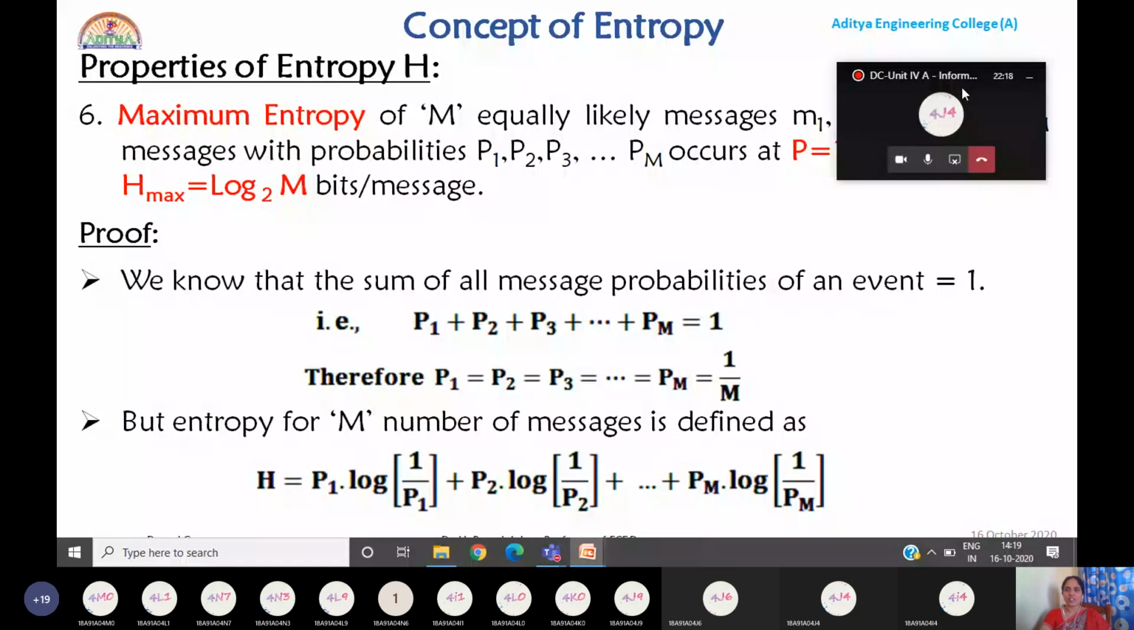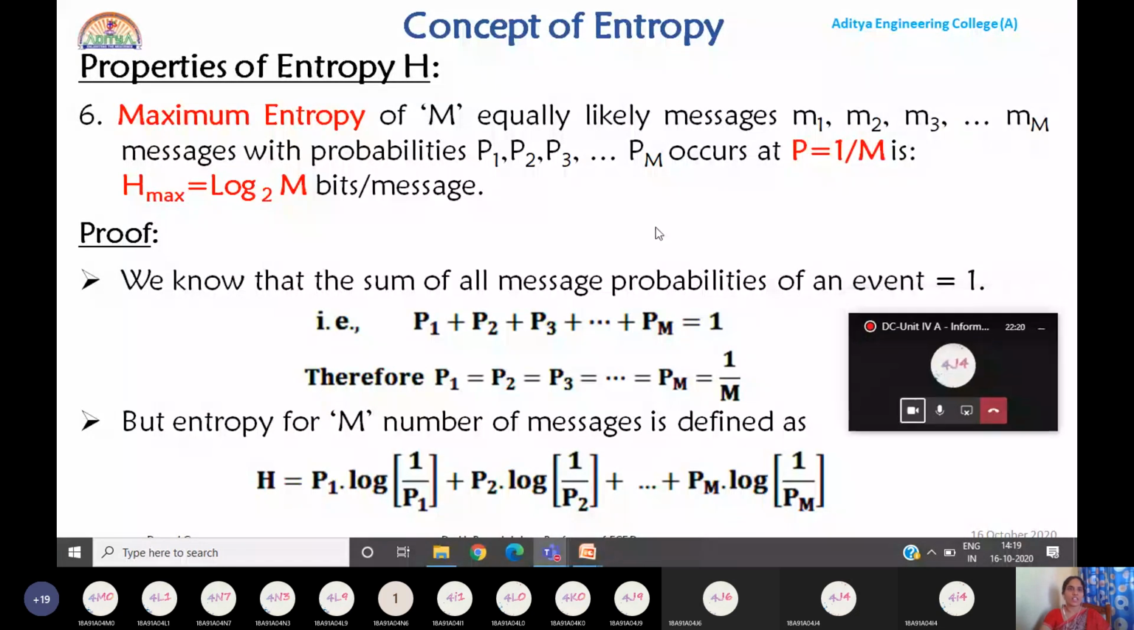Now this property we did not study in the last class. Listen carefully. If you observe the sixth property, it is the extension of the fifth property. What is the fifth property? Maximum entropy of two equally likely messages occurs at P is equal to 1 by 2. That is the fifth property.